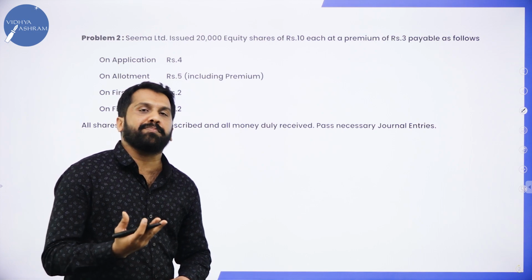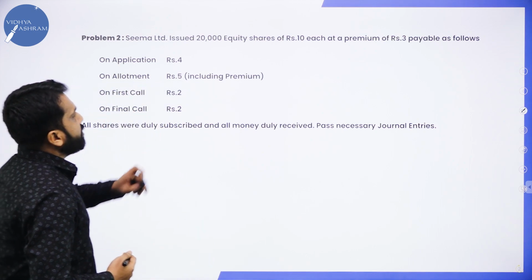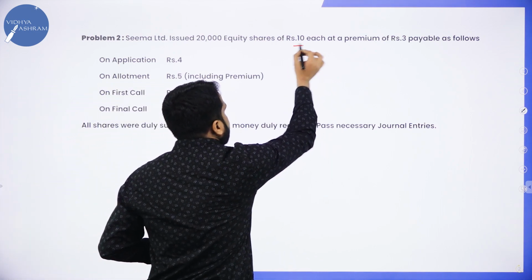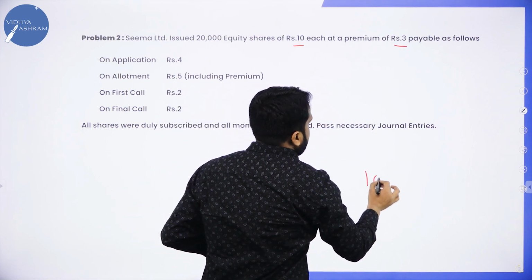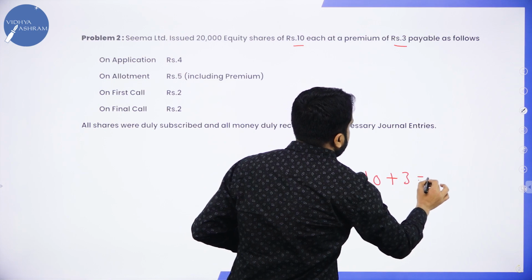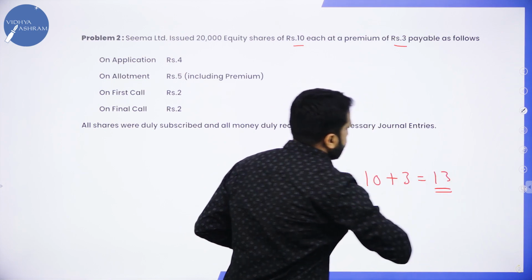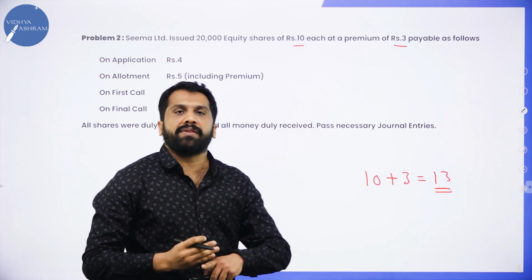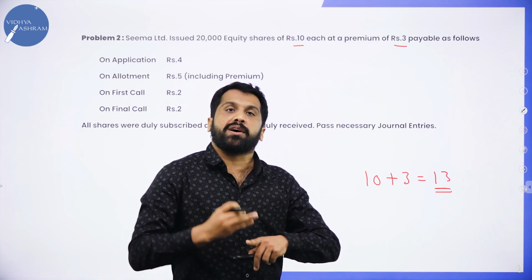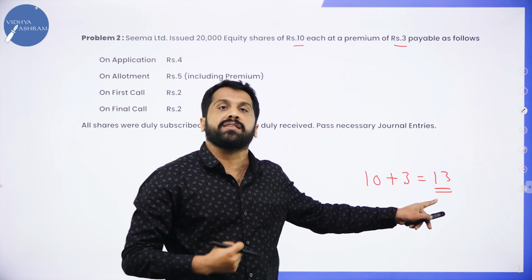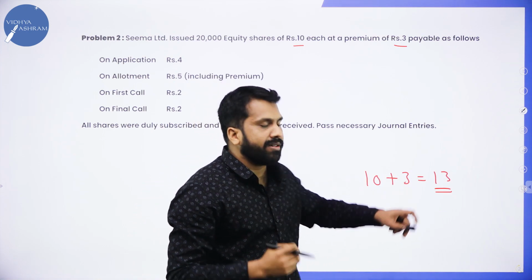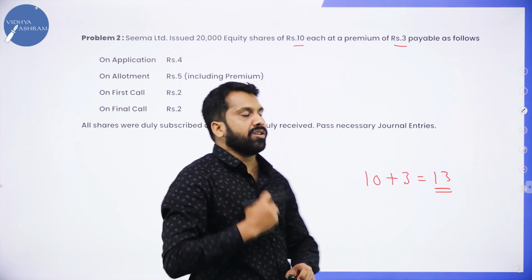What do you mean by premium? Now, what is the actual value of the share? 10. What is the premium? 3. So total value will be 10 plus 3, it will be 13. So the actual value is 10. Because of demand, we are paying more. We are paying 3 rupees more. So what is the total value? It will be 13 rupees.